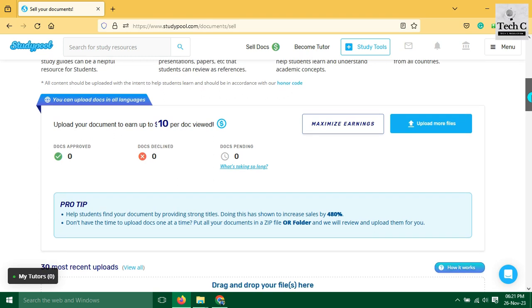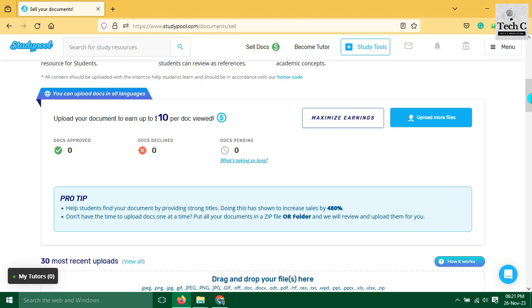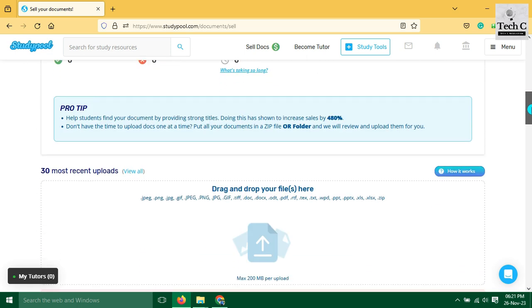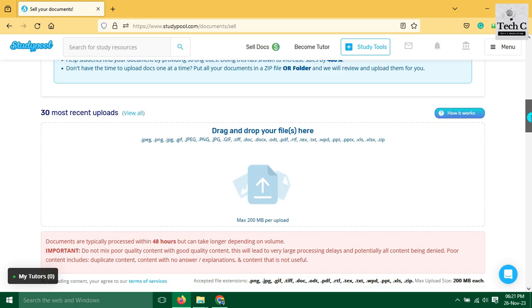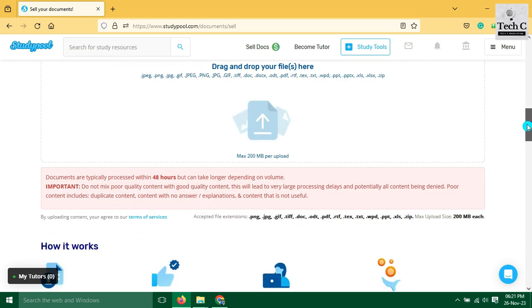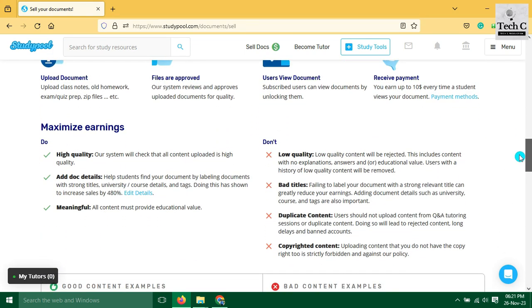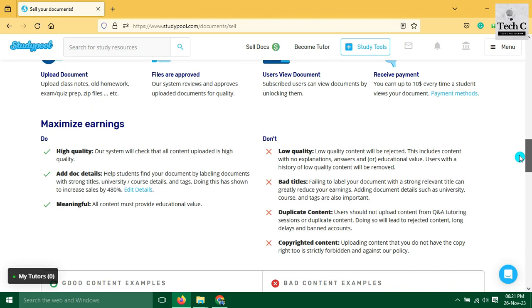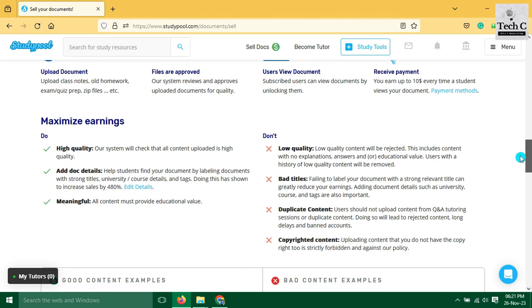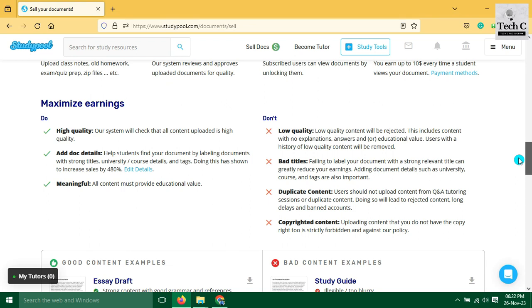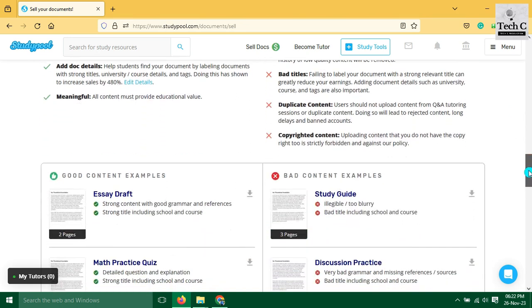They bid on student questions and students can choose a tutor based on their profile, reviews, and proposed solution. The platform aims to make learning more accessible by providing a space where students can receive one-on-one help tailored to their specific needs.